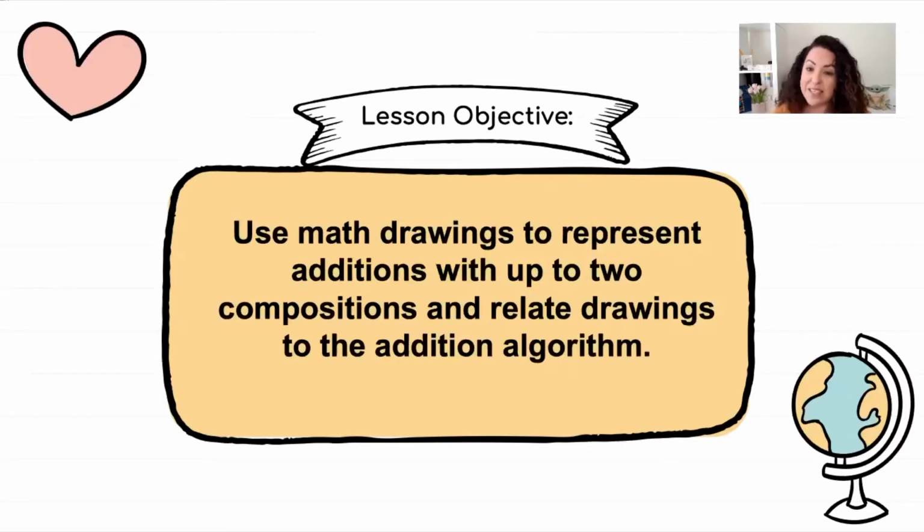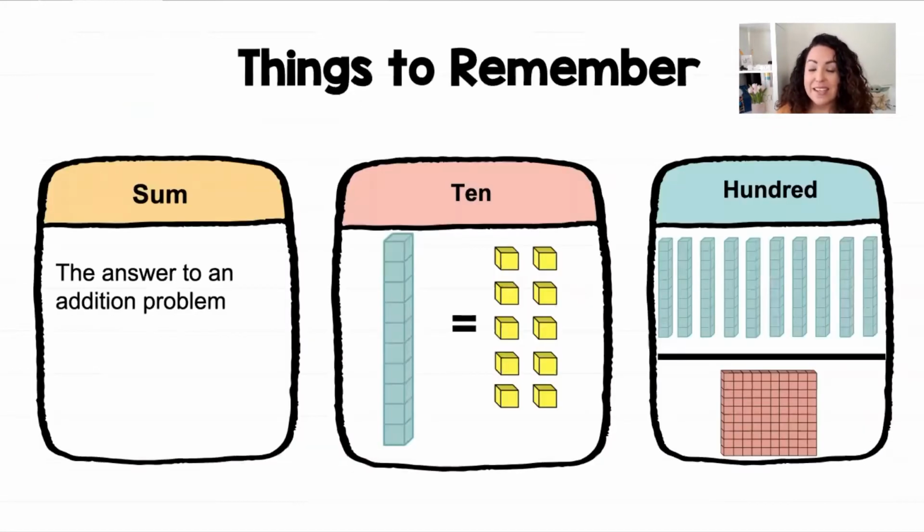What that means is we're going to have the algorithm and we are going to make the drawings for the algorithm to represent them. So let's go ahead and get started. Now, things to remember: the sum is the answer to an addition problem. We need to remember that 1 ten is equal to 10 ones. I always like to say 1 big is equal to 10 littles. And we also have to remember that 10 tens is equal to 100.